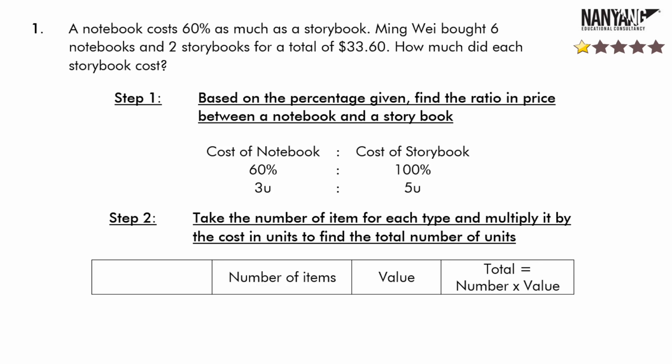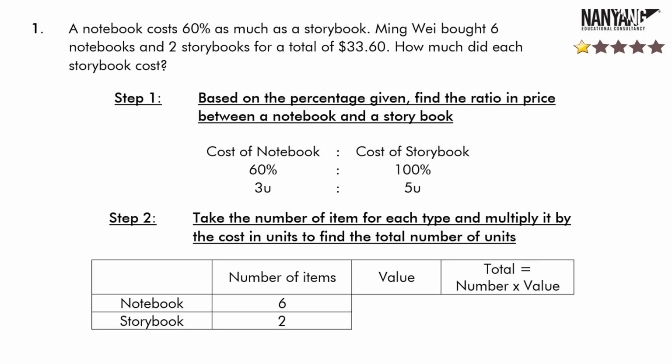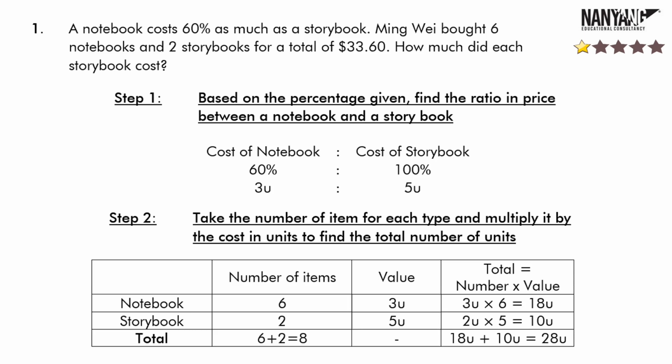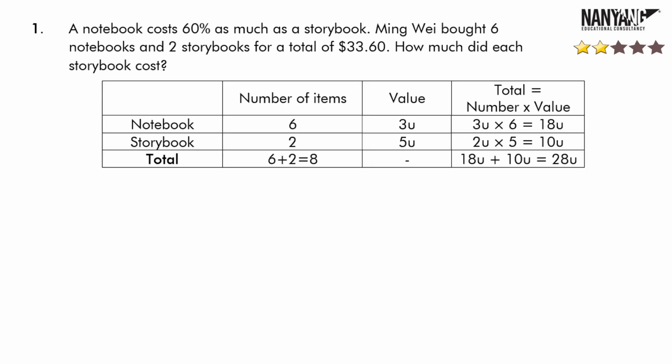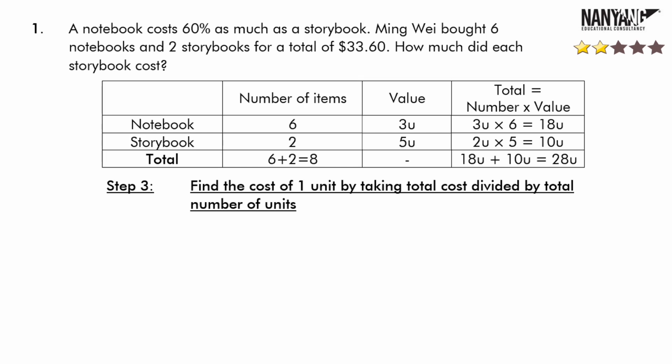We can draw a table for this, and we get the number of items for a notebook and storybook to be 6 and 2 respectively. Value should be 3 units and 5 units, as we found out before, and our total will be 3 units times 6 to get 18 units for total cost of all the notebooks, and we do the same for the storybooks to get 10 units. Now we can find the total cost that Mingwei paid. That will be 18 units plus 10 units equals 28 units.